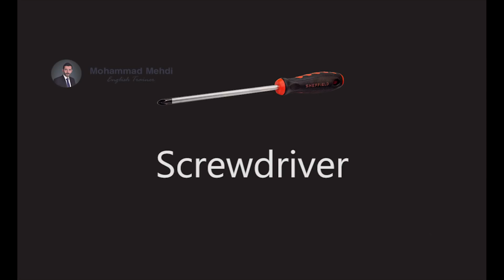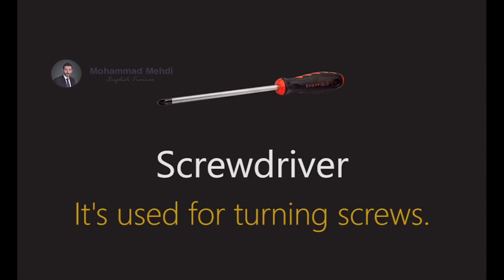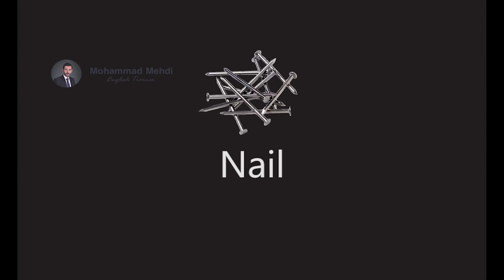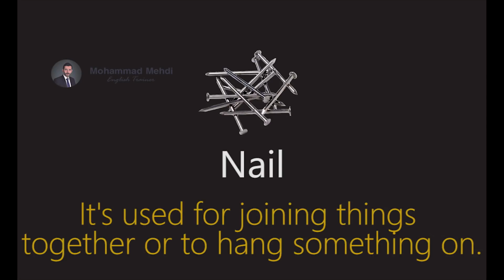Screwdriver. What is a screwdriver used for? It's used for turning screws. Nail. What is a nail used for? It's used for joining things together or to hang something on.